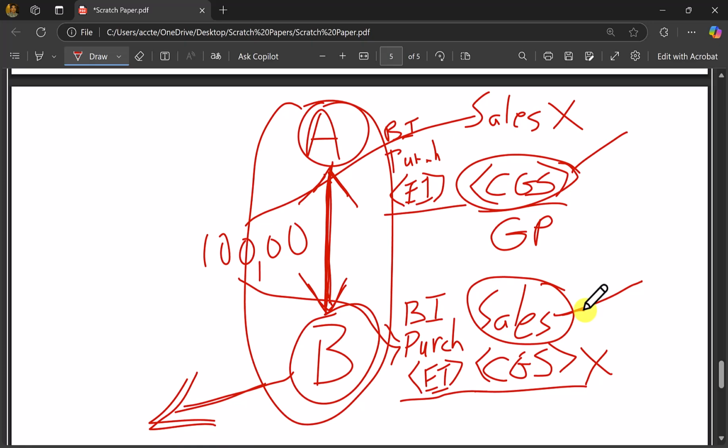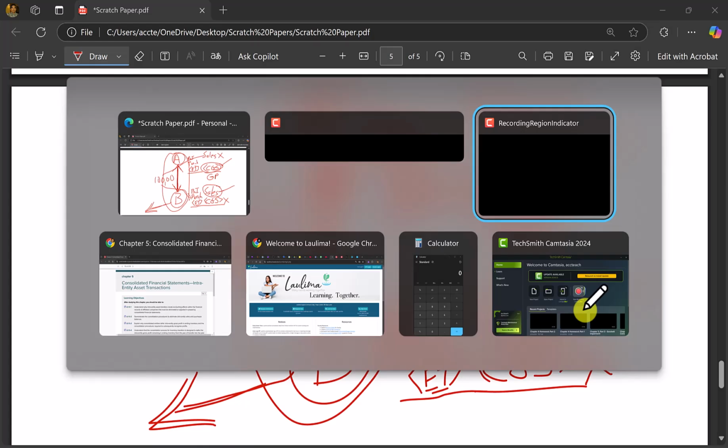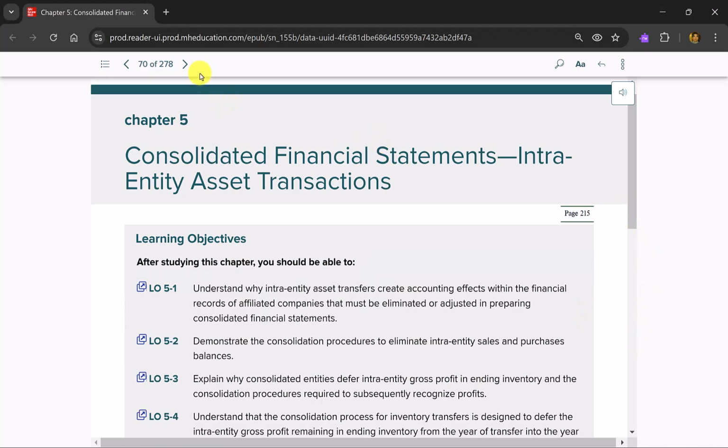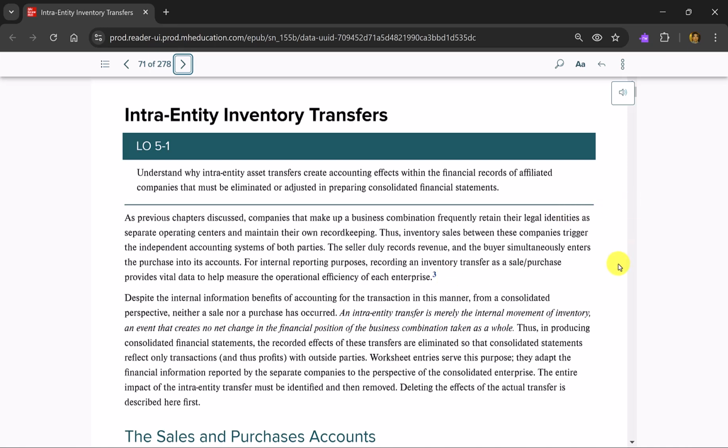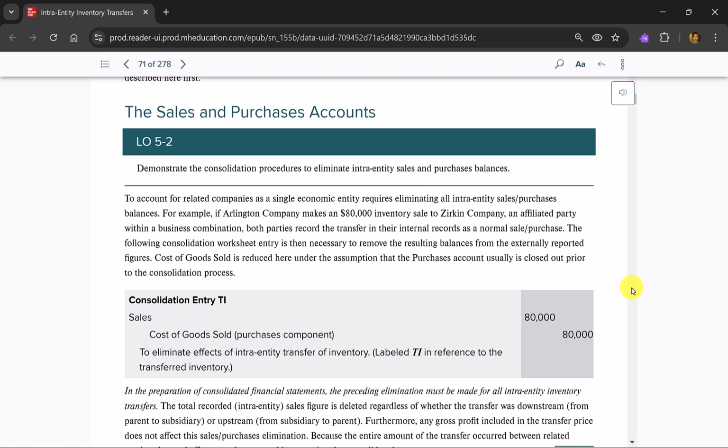In our chapter 5, let me show you a few pages here. It goes through examples of journal entries, some new ones besides the S, A, I, D, E, and C we've learned in the previous chapters. Here's one called transfer of inventory, TI, to get rid of the sale to the sub, and to get rid of the cost of goods sold that's included from the sub, only keeping the cost of goods sold of the parent and only keeping the sales of the sub.